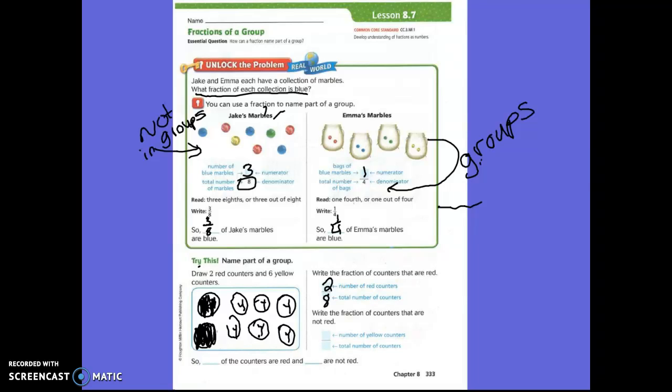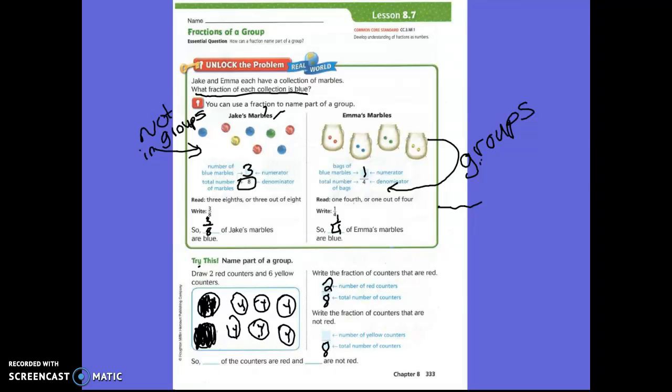Okay, now, write the fraction of counters that are not red. Okay, now we're going to count how many of our counters are not red. But we have to find the denominator first. What would my denominator be? 8. Because there are 8 counters. There are 8 counters in all. Total number of counters is 8.